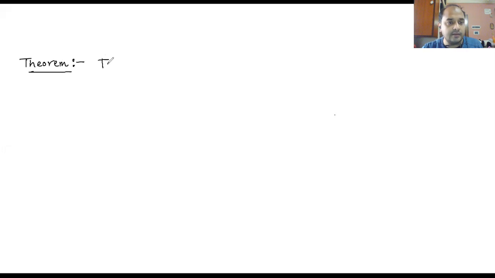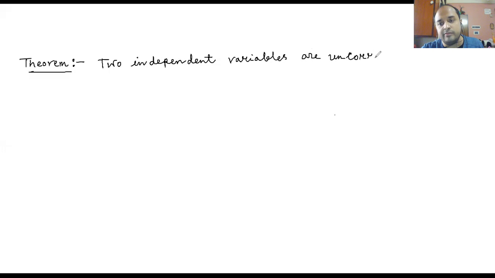Two independent variables are uncorrelated. This theorem is very important, this problem is very important, and it often comes in the examination. Try to understand this particular theorem carefully. It's very important and people often neglect it. So I'm highlighting it over here, very important.